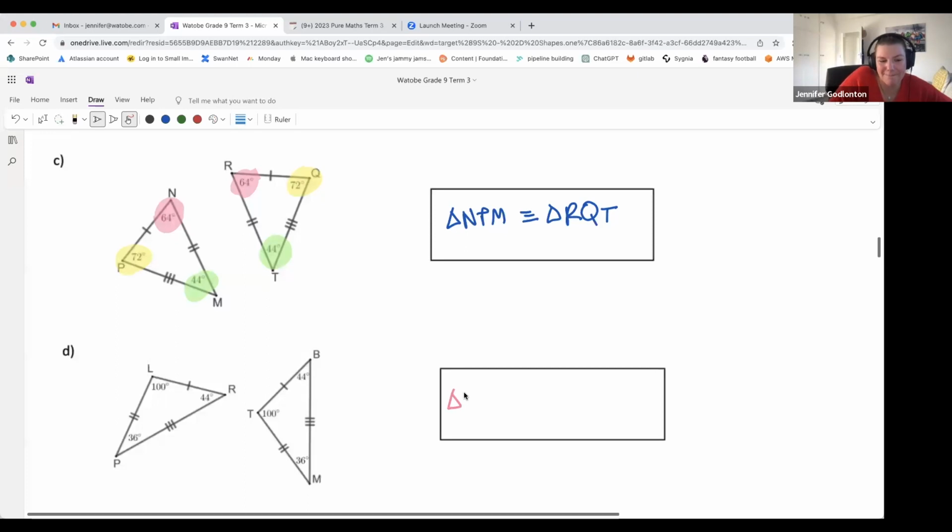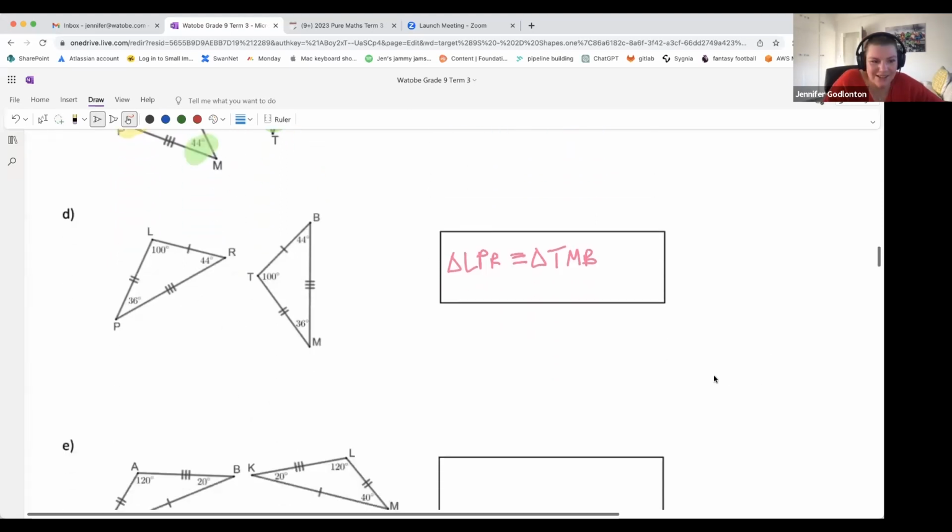Triangle LPR is congruent to triangle TMB. Yay! Nice job. Perfect. 100%. Jeez, Kamogelo, well done. Nice job, guys. Zooming through this. I love it.